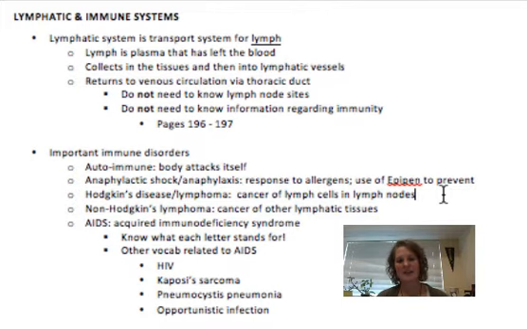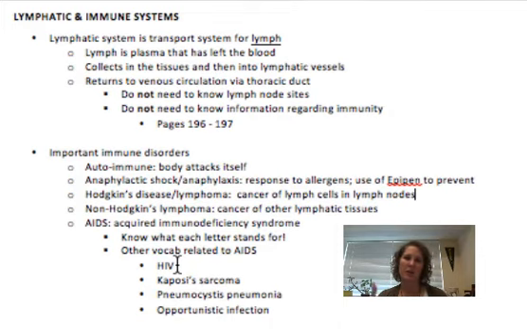AIDS is also known as acquired immunodeficiency syndrome. It is really important that you know what all those things stand for, because I'll probably ask you that. It is caused by the HIV virus, and so you can see here under other vocab related to AIDS, HIV is something that you should know. That's the actual virus that causes AIDS. Just because you have HIV doesn't mean that you have AIDS.